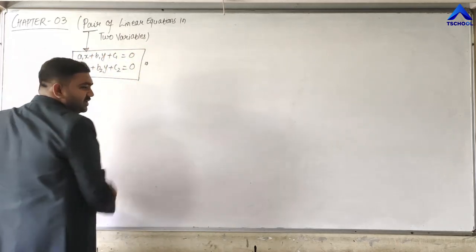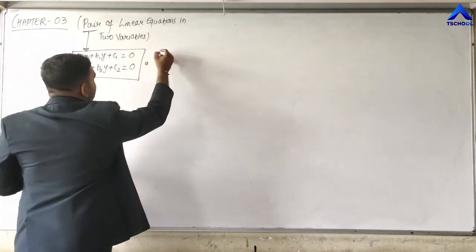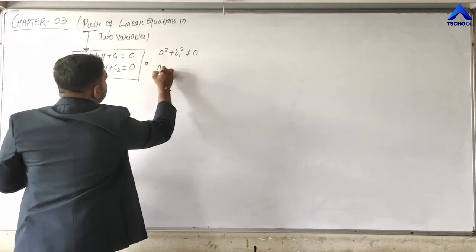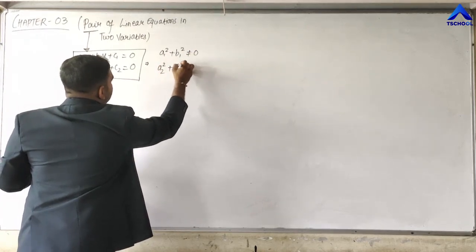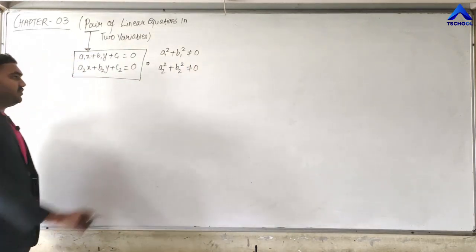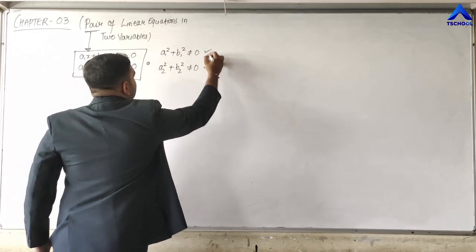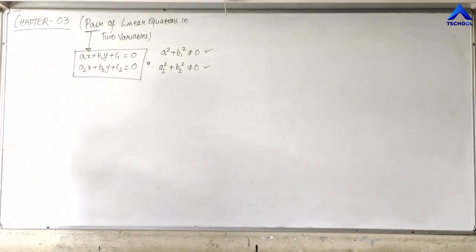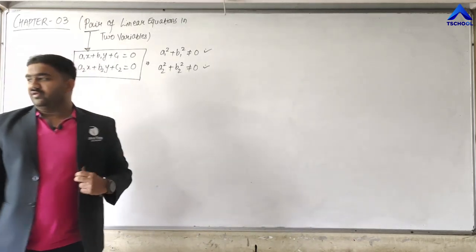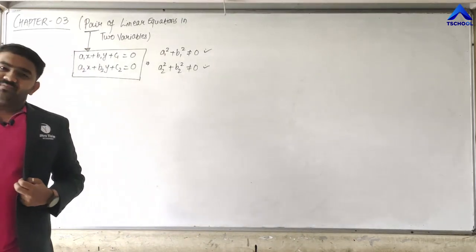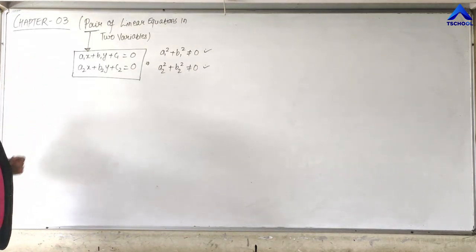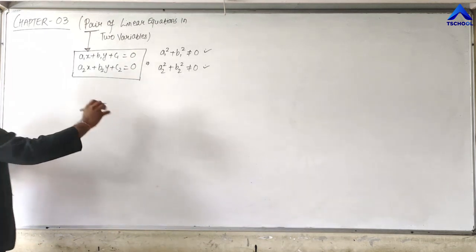Again, the condition, as we discussed for the general form of a linear equation, is a1 square plus b1 square is not equal to 0 and a2 square plus b2 square is not equal to 0, right? You need to remember this: the condition for the existence of a pair of linear equations in two variables is that the sum of the squares of the coefficients of x and y is not equal to 0. Is it clear, everyone?